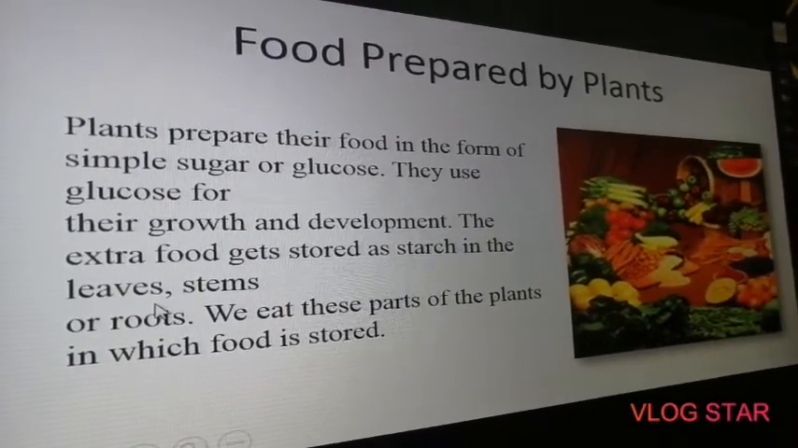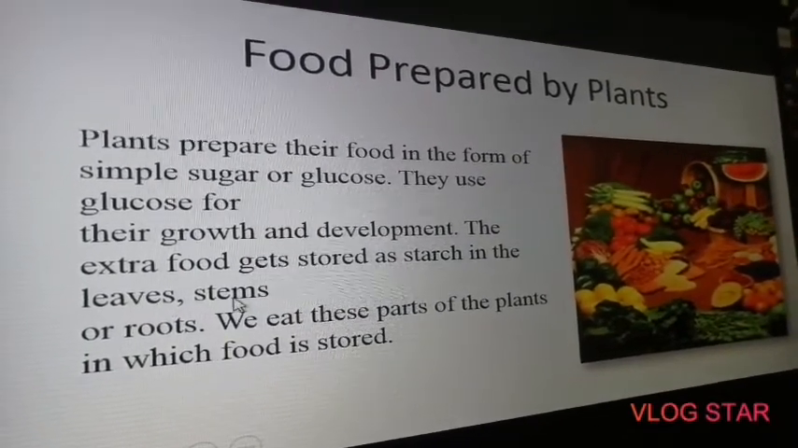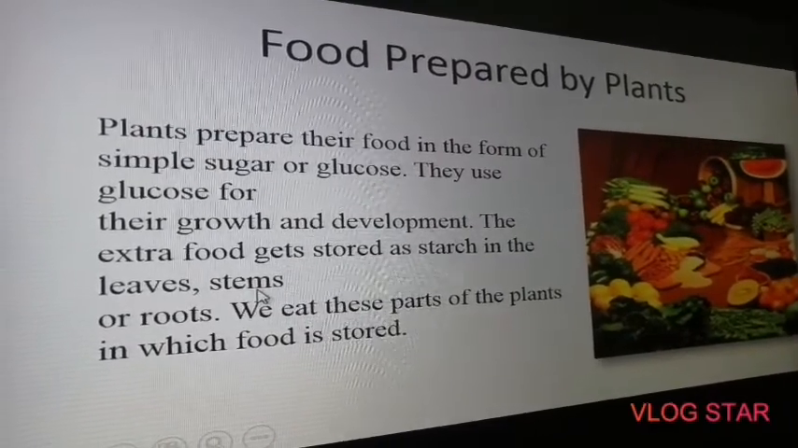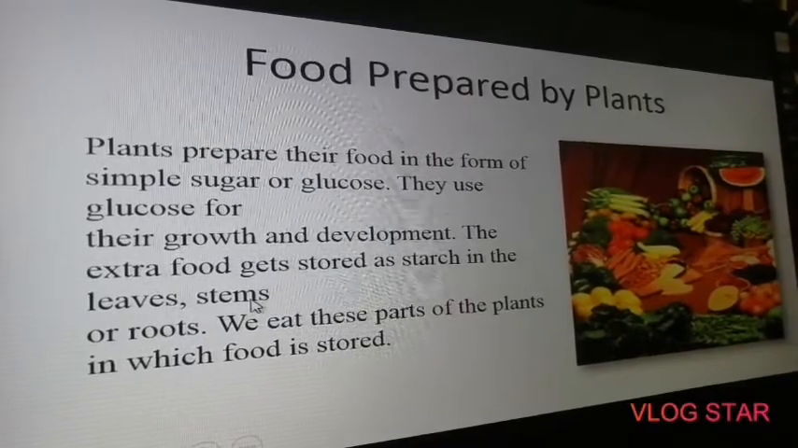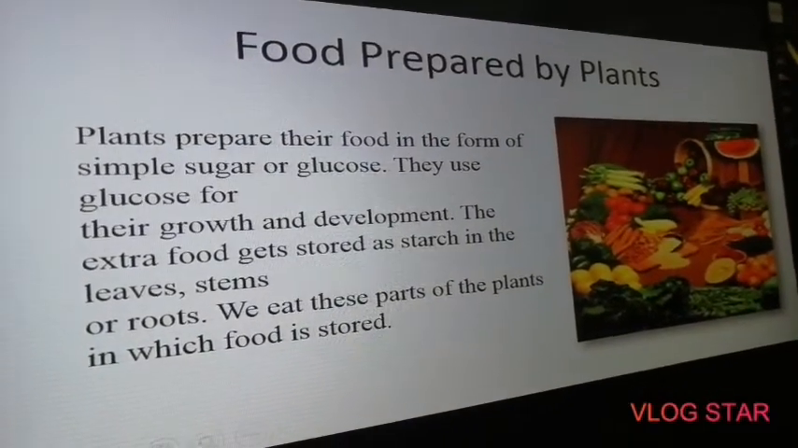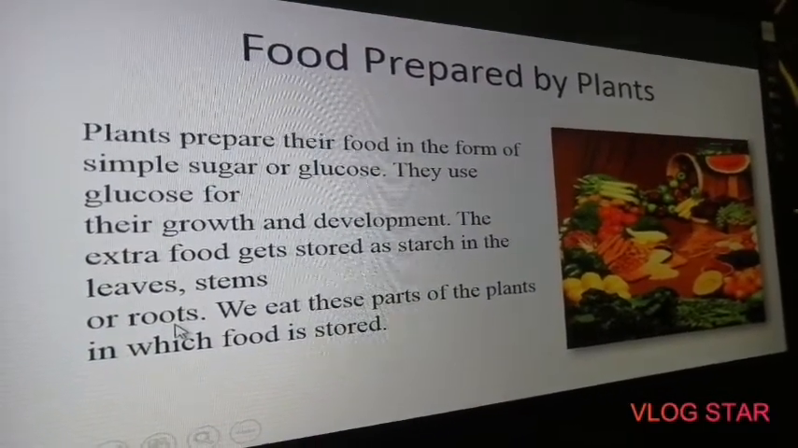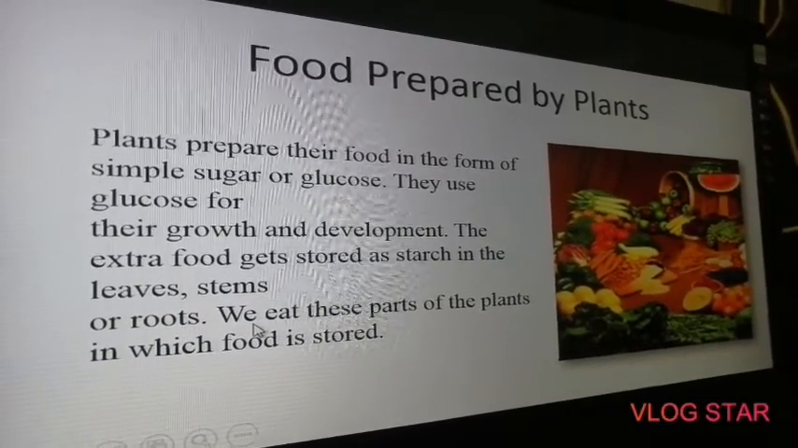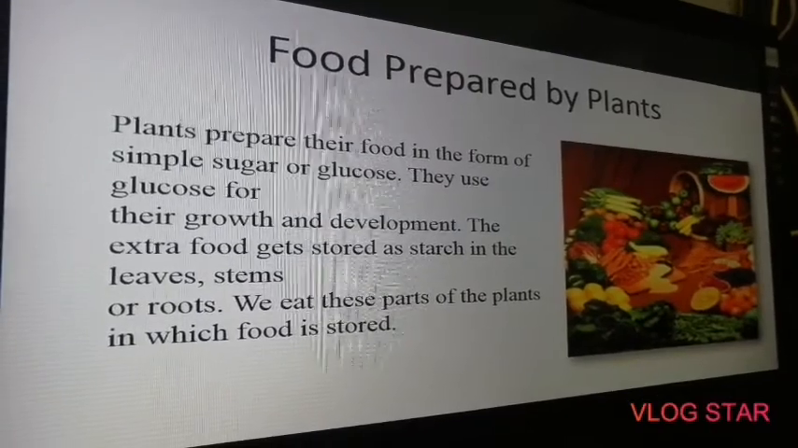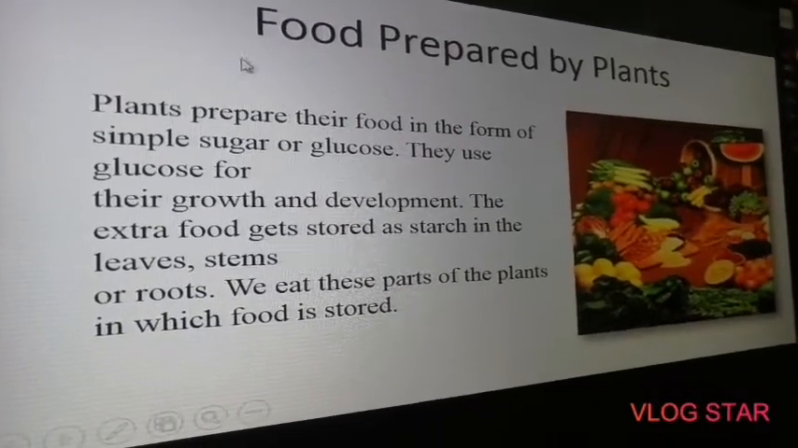We all eat different kinds of leaves of the plant. Stems, we also eat stems like potato and sweet potato. We also eat roots like carrot, radish, and we also eat different fruits and grains, etc. We eat these parts of the plant in which food is stored.